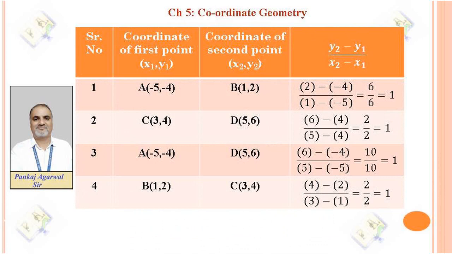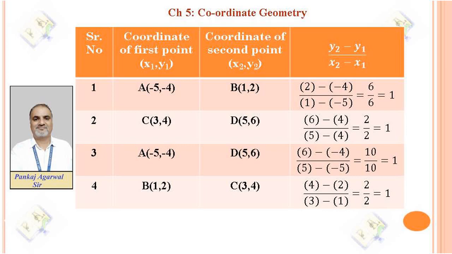Let A (-5, -4) and B (1, 2). We will find the ratio (y2 - y1) upon (x2 - x1). We can see that the ratio of the difference of y coordinates by the difference of x coordinates of points A and B is 1. The same for C and D is also 1, for A and D is also 1, and for B and C is also 1.